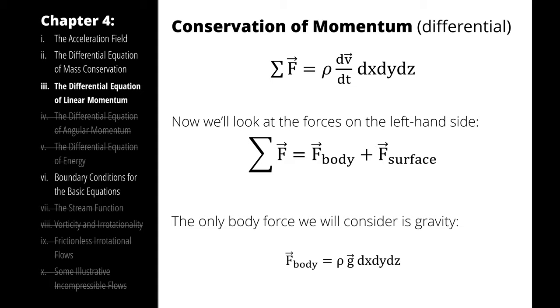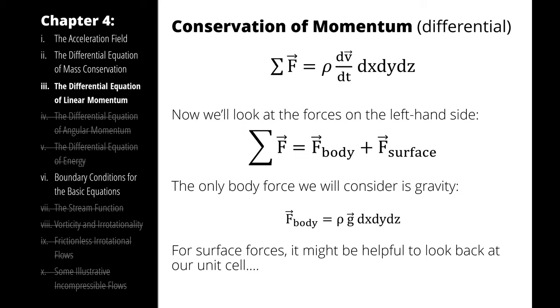Now we can look at the left-hand side of that equation. The sum of forces acting on the cell will be a result of body forces and the surface forces. For the body force, we're only going to be considering gravitational acceleration, which means that we can include that in our calculation by taking mass times acceleration. For the mass term, it's more convenient if we express that as density times volume. The volume of the unit cell, again, is dx, dy, dz. Therefore, the force acting as a result of gravitational acceleration as a vector would be density times the gravitational acceleration vector times dx, dy, dz.